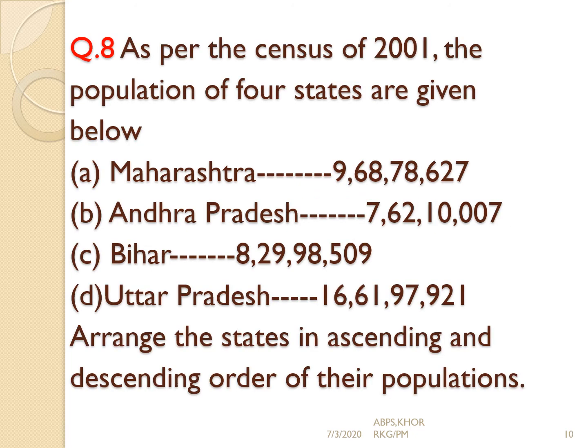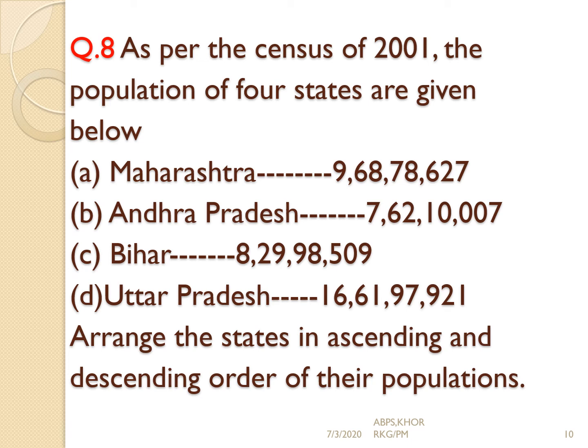Now question number 8. As per the census of 2001, the population of 4 states is given below. Maharashtra 9 crore 68 lakh 78,627. Andhra Pradesh 7 crore 62 lakh 10,007. Bihar 8 crore 29 lakh 98,509. Uttar Pradesh 16 crore 61 lakh 97,921. Now arrange these states in ascending and descending order of their populations.